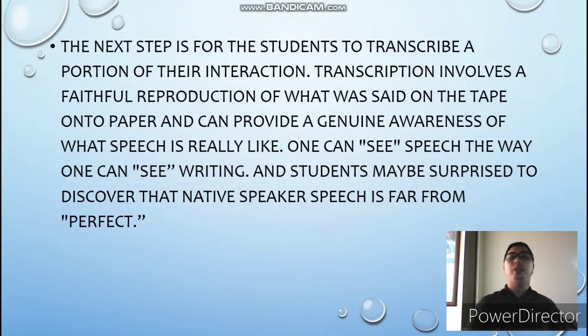The next step is for students to transcribe a portion of their interaction. You should ask them to transcribe a certain part of the conversation. Transcription involves a faithful reproduction of what was said on the tape onto the paper. They will write the things that they said on the paper. This can provide a genuine awareness of what speech is really like. One can see speech the way one can see writing. So students would be able to see. And students may be surprised to discover that native speaker speech is far from perfect.